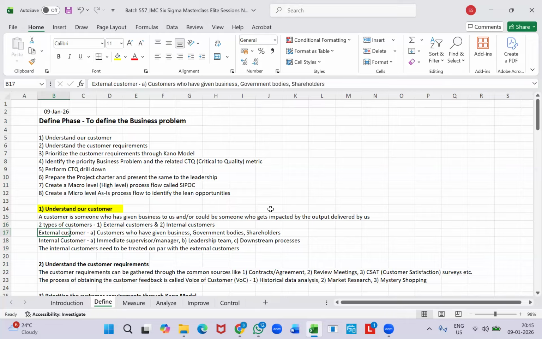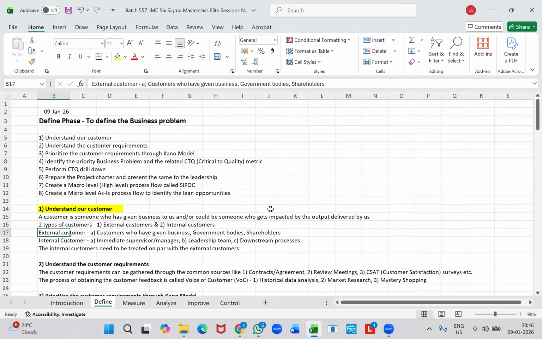So as part of the external customer group, obviously we will have the customers who would have given business to us, right? So they could be external to our organization. So we can easily recognize them as well. In fact, we all work for them. But then we also need to think about the government bodies. So these government bodies would have formulated the rules and regulations under which the organization is supposed to function. So, if you are working in a certain country, we need to understand the local laws, right? Whether the output that is produced by us is adhering to the local laws or not. That is very, very important, right?